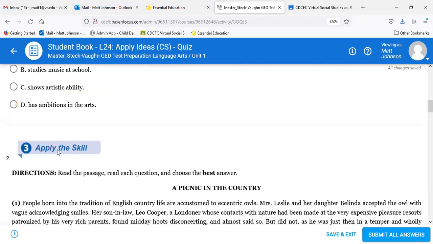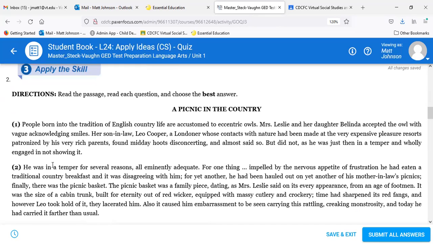Okay, yeah. So we have a new section here, A Picnic in the Country. Grace, you want to read the first paragraph for us?